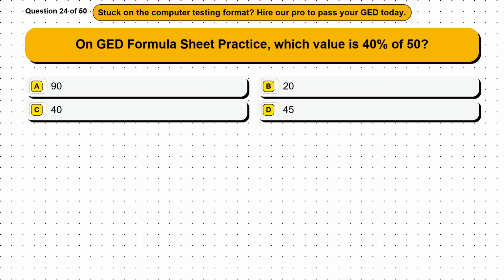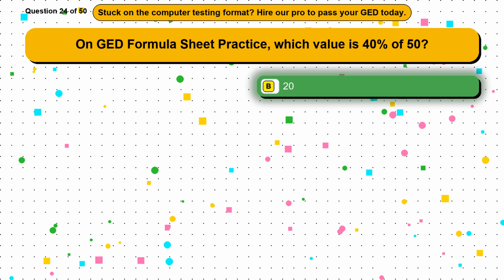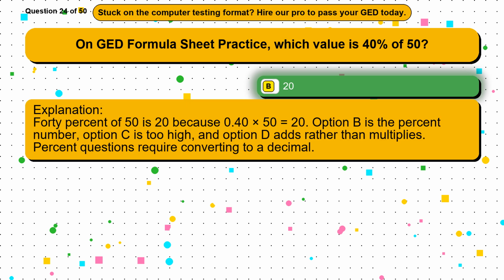Question 24. On GED formula sheet practice, which value is 40% of 50? Option A, 90. Option B, 20. Option C, 40. Option D, 45. The correct answer is option B, 20. 40% of 50 is 20 because 0.40 times 50 equals 20. Option A is the percent number, option C is too high, and option D adds rather than multiplies. Percent questions require converting to a decimal.